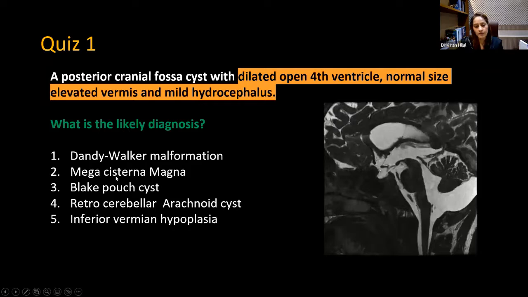Is it a Dandy-Walker malformation? Do you think it's a mega cisterna magna? Do you think it's a Blake's pouch cyst? Or do you think it's a retrocerebellar arachnoid cyst? Or are you thinking of inferior vermian hypoplasia?